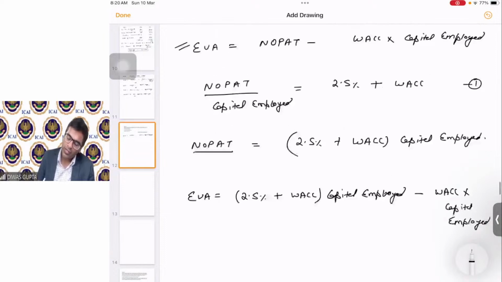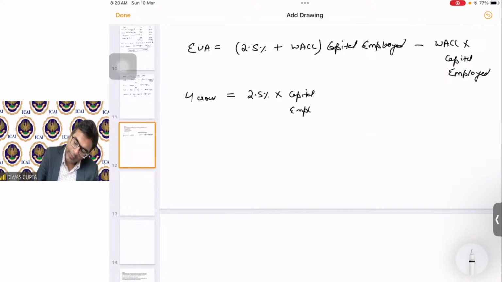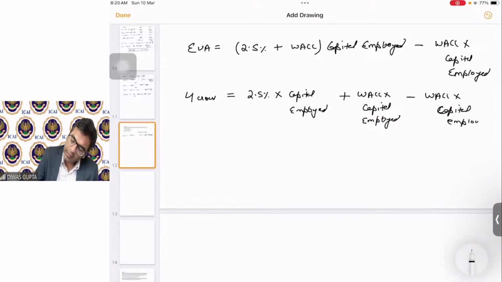Now let us put in the amounts. We have been given EVA is 4 crores, which is equal to 2.5% into capital employed, with the brackets opened, plus WACC into capital employed, minus WACC into capital employed. Students, can anyone tell me what would be my next step now?